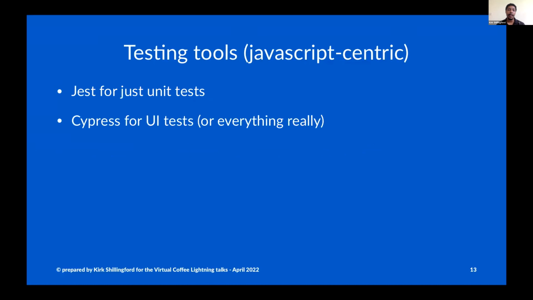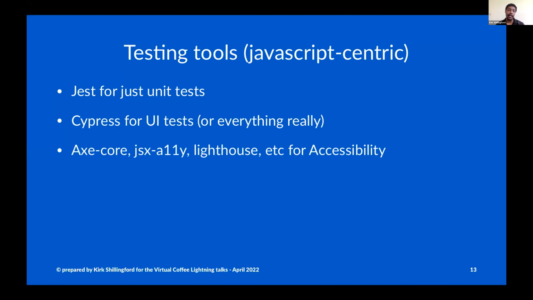I love Jest. Cypress for UI tests or basically everything. Cypress is like a one-stop shop for tests. It's definitely worth getting into. There are a lot of folks in VC who are super into it. Check it out. And we have things like Axe Core, JSX A11y, the Lighthouse API for accessibility. These are ones you can just run as part of your code testing, and they are super powerful as well. And I think that's all that I got.